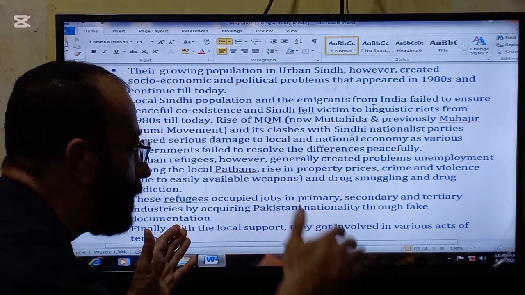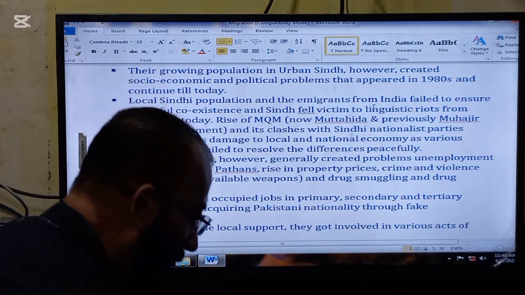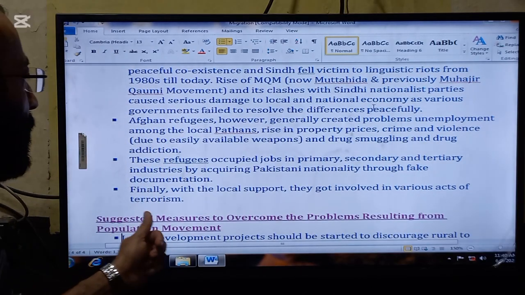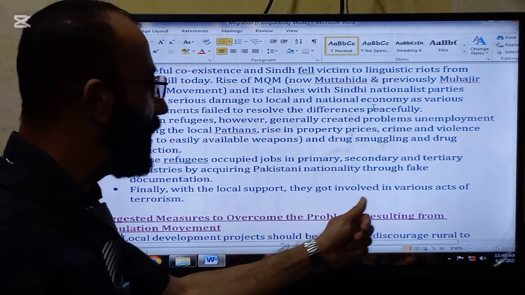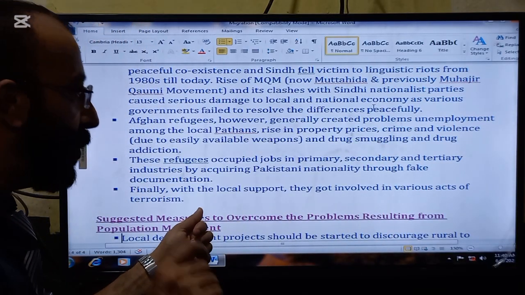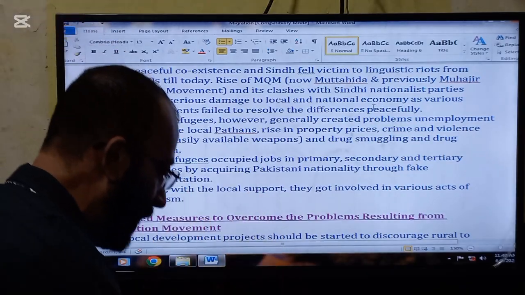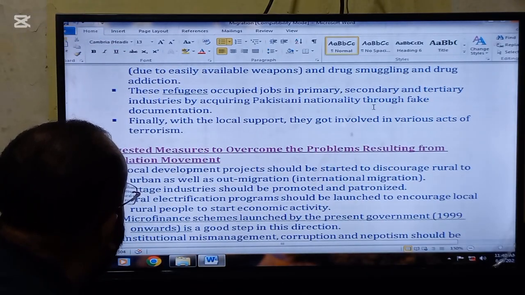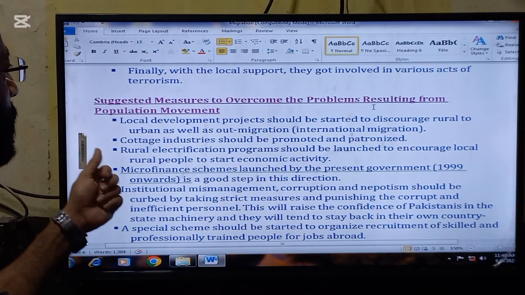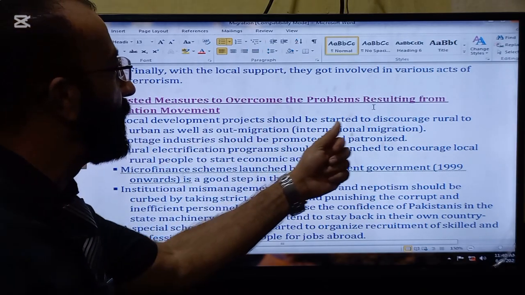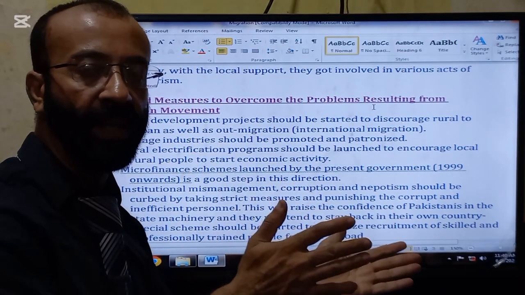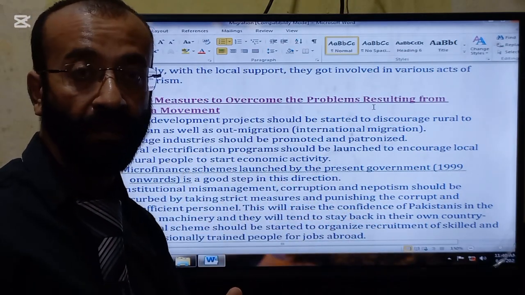If they occupy the jobs, the local original Pakistanis are deprived of the jobs then. Next is, finally, with the local support, they got involved in various acts of terrorism. So this is the worst effect of the immigration. Next thing which we are going to read in the lecture is suggested measures to overcome the problems resulting from the population movement. So either people are going out of Pakistan or coming into Pakistan.